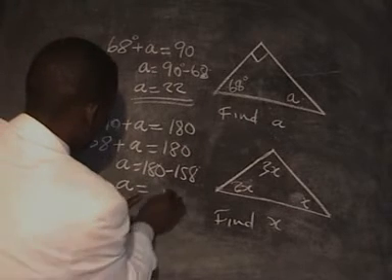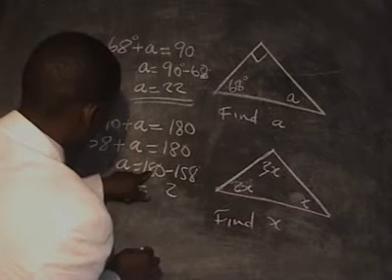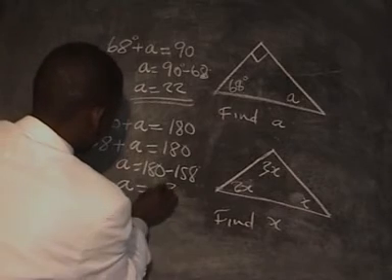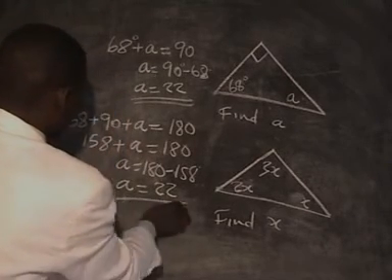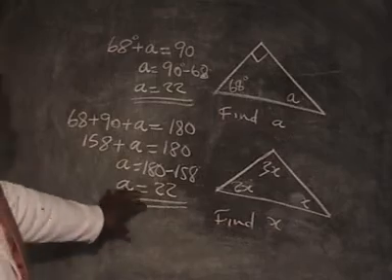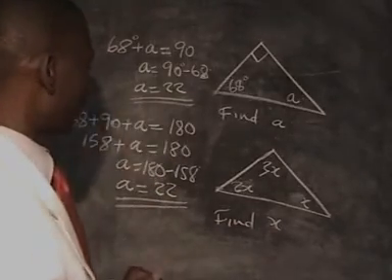10 minus 8, it is 2. Then what remains there is a 7. 7 minus 5, it is a 2. And this is 1 minus 1, which is 0. So this is 22. Again, it can be seen clearly that A is equal to 22. This is for the first diagram.